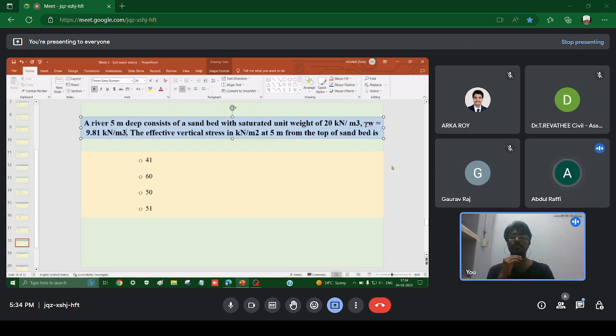A river 5 meter deep consists of sand bed with saturated unit weight of 20 kilonewton per meter cube, gamma W as 9.81 kilonewton per meter cube. The effective vertical stress in kN per meter square at 5 meter from the top of sand bed is: the options are 41, 60, 50 or 51. Depth of river is given, saturated unit weight has been given, gamma W is given, to find out the effective stress at 5 meter below the top of sand bed.